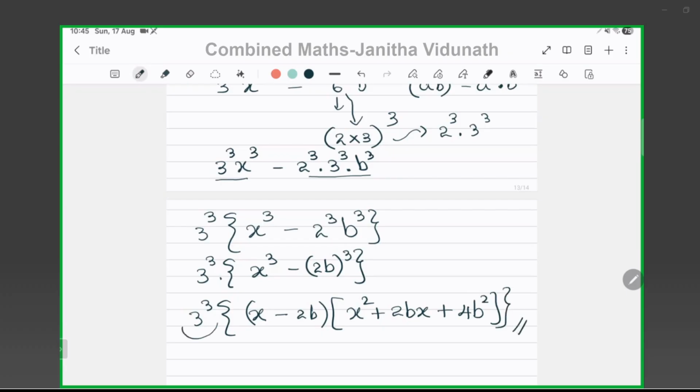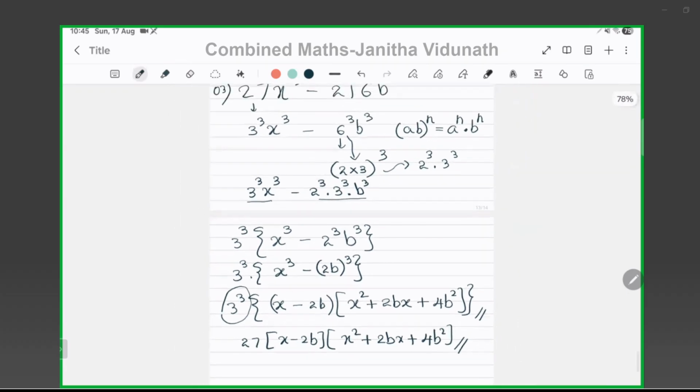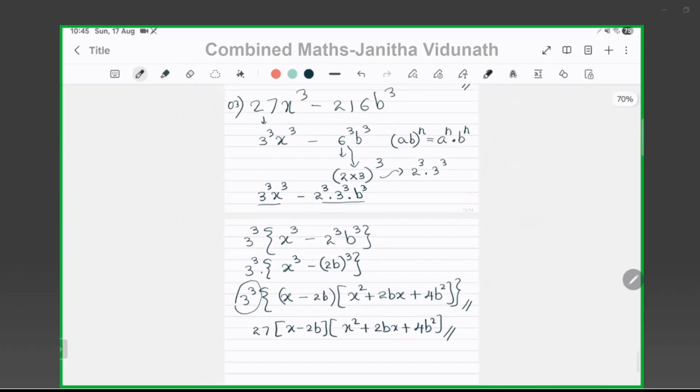Then we can rewrite 3 to the power 3 as 27. Then the final answer is 27 times x minus 2b times x square plus 2bx plus 4b square. Okay. I will give 1 minute to write down this.